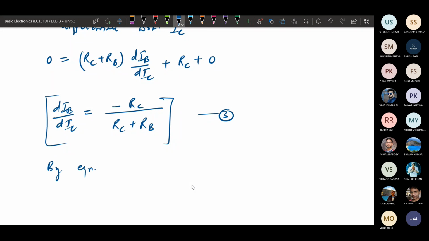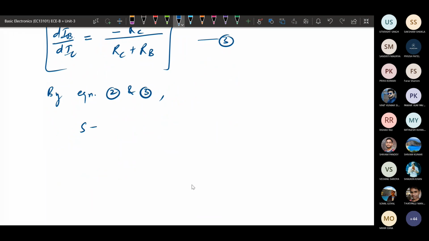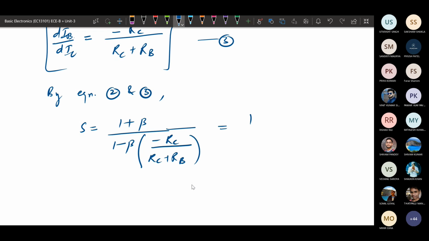By equation 2 and equation 3, we can get the stability value. It will be equal to 1 plus beta divided by 1 minus beta multiplied by del IB by del IC, that is equal to RC divided by RC plus RB. So it is 1 plus beta times RC by RC plus RB.